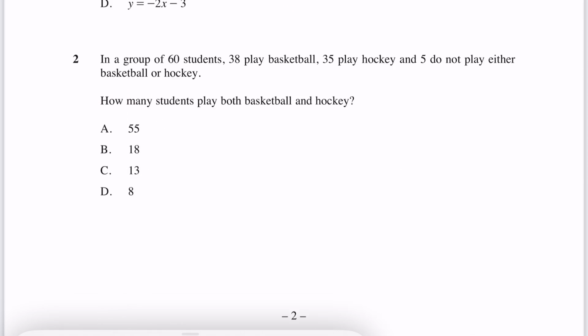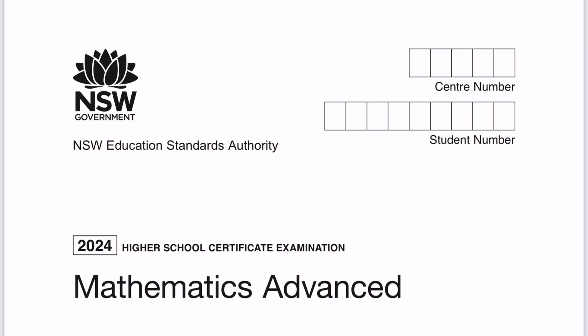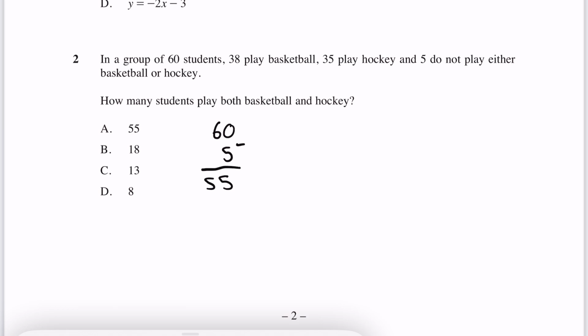So the next question says, in a group of 60 students, 38 play basketball, 35 play hockey, and 5 do not play either basketball or hockey. How many students play both basketball and hockey? So what we observe is that there are 60 students in total, and we know that 5 don't play either basketball or hockey. So if we subtract that from the total, we get 55, and that essentially means that there are 55 students who play either sport. We don't know how many play both exactly. However, we know that amongst the two, there are 55 total students.